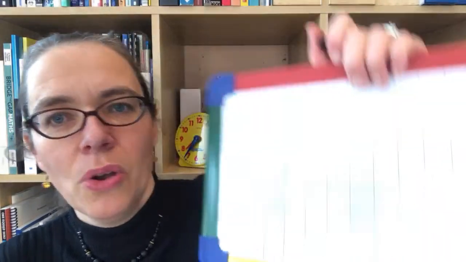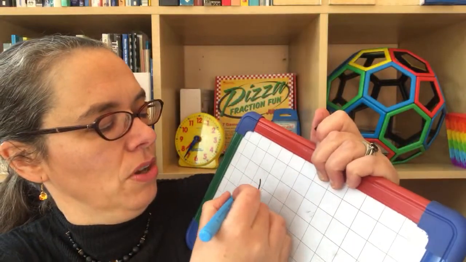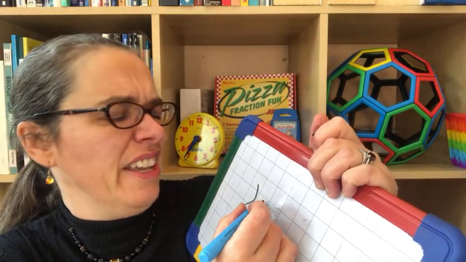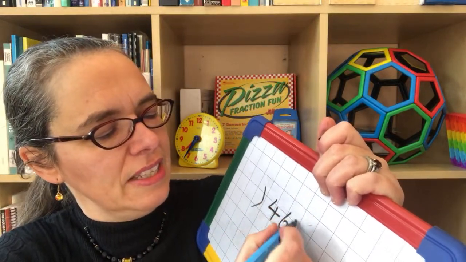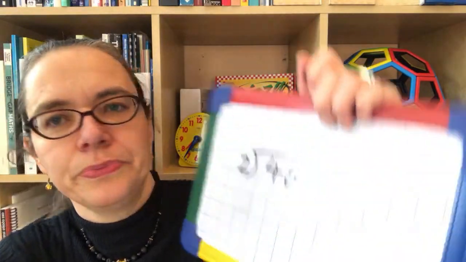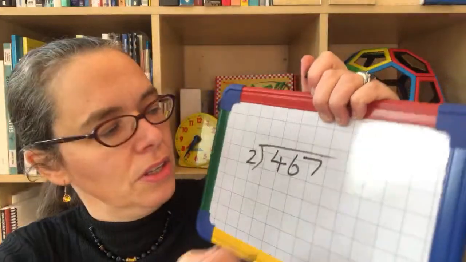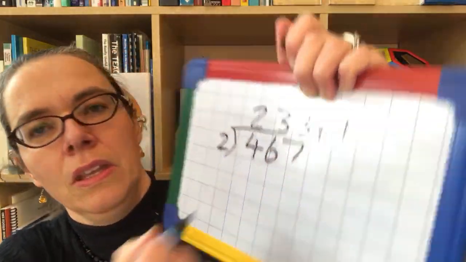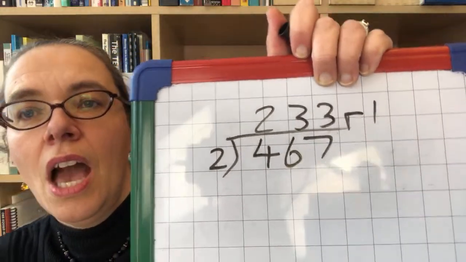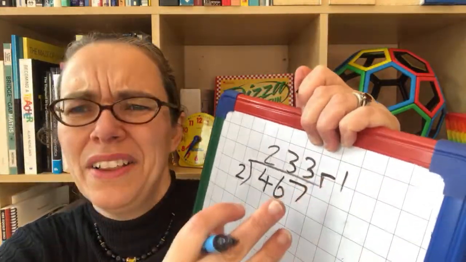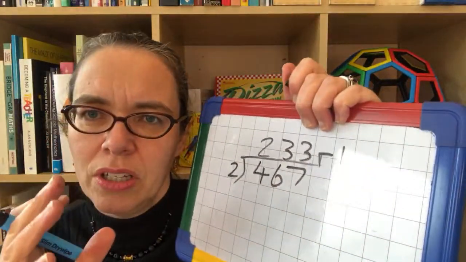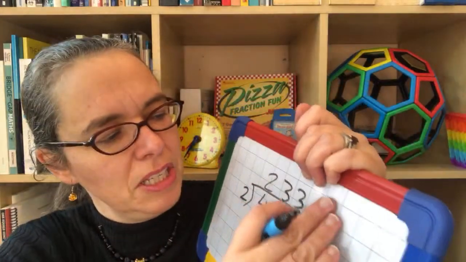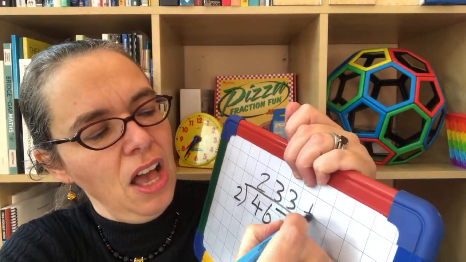when they're at that stage where they can get through it, even if they still need a little bit of support, you can start to move on to calculations like 467 divided by 2. And obviously you're going to get a remainder 1. And you can talk about, well, if we split that last block fairly, how much would each person get? And they can hopefully see that's half.